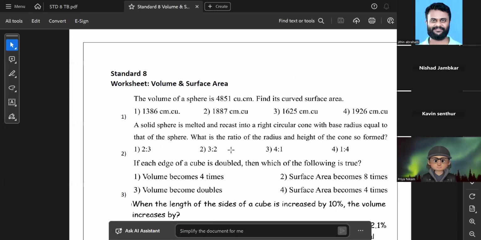So here is the worksheet of volume and surface area. Is the worksheet visible to you? Yes, sir. Okay, awesome. Great.